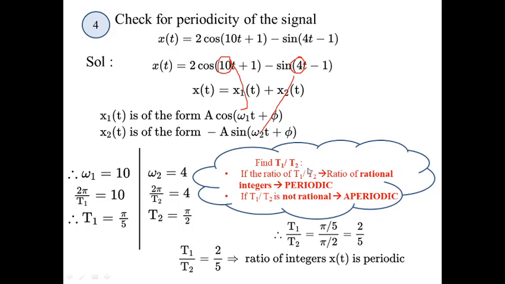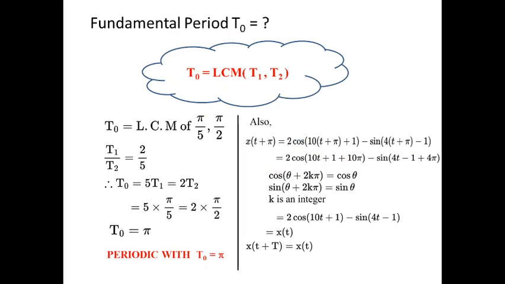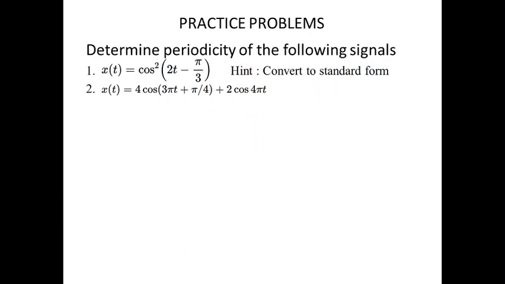If it's a ratio of integers, the signal is periodic, and if it's not rational, then it is said to be aperiodic. After finding this, you need to find the total fundamental period T0. So T0 is equal to the LCM of T1 and T2. From that you can find the total fundamental period T0. The next step of verifying x of t plus T0 is equal to x of t is optional for problems which have addition of more than one signal.